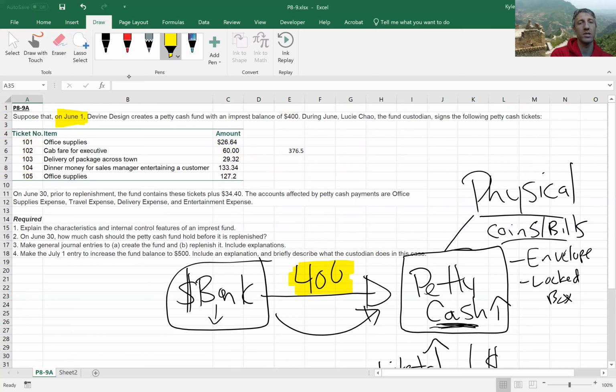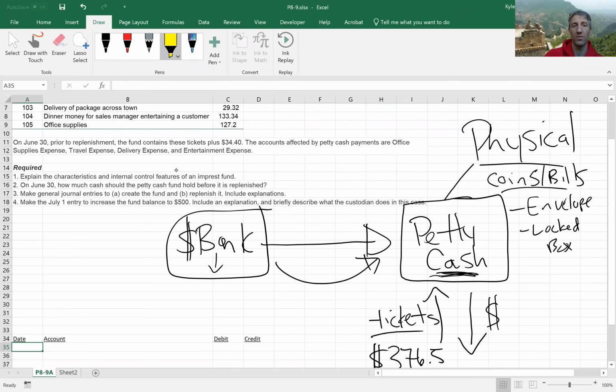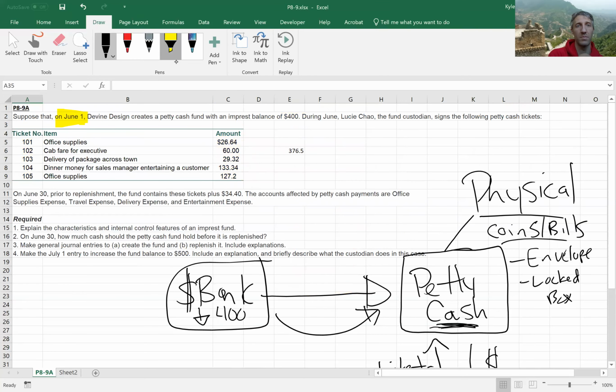So the journal entry to create the petty cash, what they do is somebody's actually going to the bank account and they're withdrawing money from the bank and they're putting it in petty cash. So the bank account balance is going to be lower by 400 because they're withdrawing $400 from the bank, right? They created a petty cash fund of $400 and they're physically putting it in petty cash. So petty cash is going up by 400.